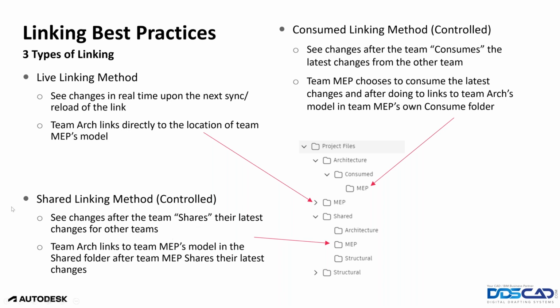The next type of linking method is going to be called the shared linking method. Now, this is the first level of controlled linking, or what Autodesk calls controlled linking. So basically, you'll see the changes after the team that has made those changes decides that they want to go ahead and share those changes. This is a little confusing. It's not going to make a ton of sense yet. I'll show you some screenshots in a little bit that are going to help illustrate that a little bit better.